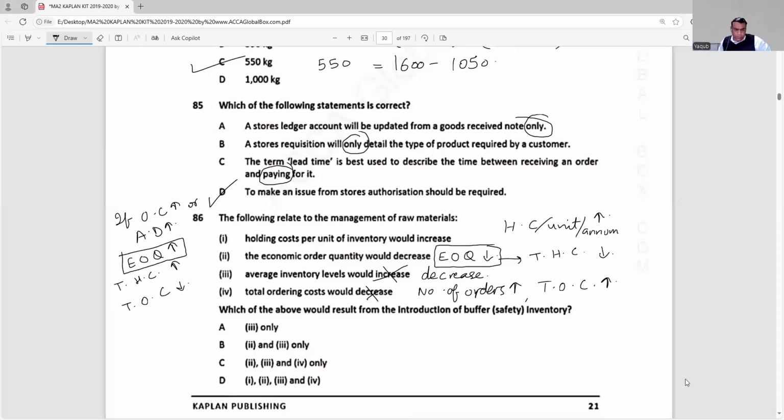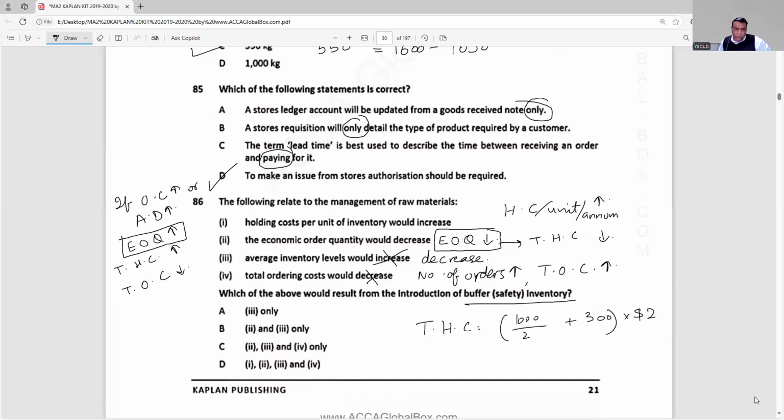Which of the following result from the introduction of buffer inventory? Buffer inventory will do what? Buffer inventory is relevant with the total holding cost: EOQ or reorder quantity of 1000 divided by 2, and now you have a buffer stock, multiplied with your holding cost per unit per annum. Suppose it is $2. It will do what? It will increase your total holding cost. Your holding cost will rise.